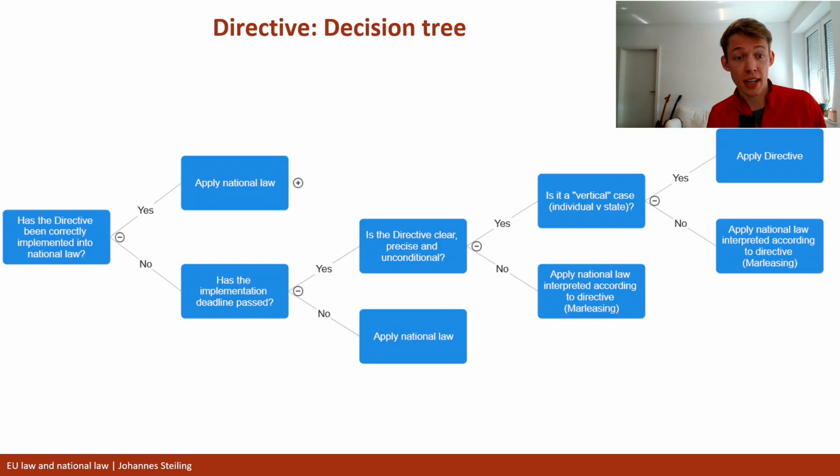So now let's say the provision we want to invoke is actually clear, precise, and unconditional. It has not been implemented and the implementation deadline has passed. So what is this? Well, this is the classical case of direct effect of directives. So in this case, the directive provision can have direct effect. And if the provision can have direct effect, that would also mean we disapply national law, primacy, right?